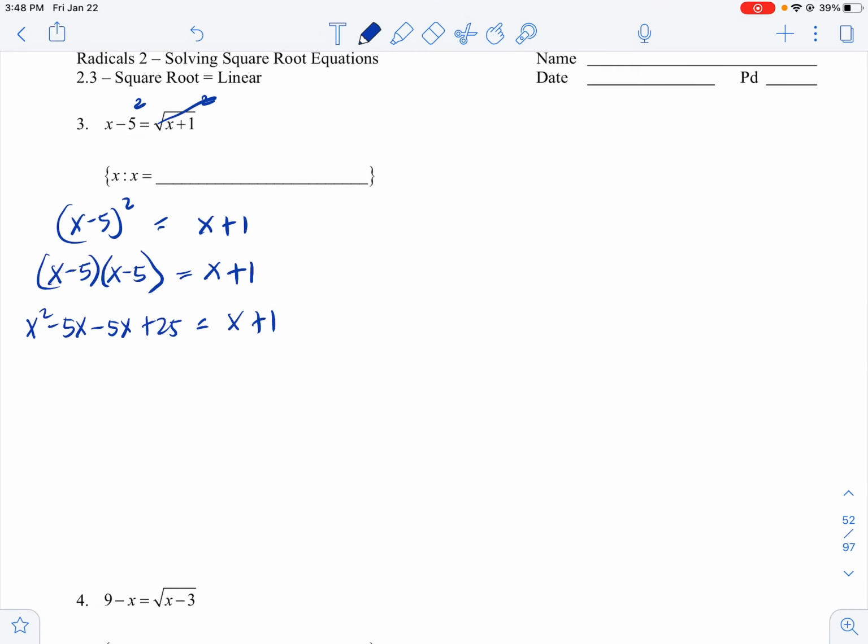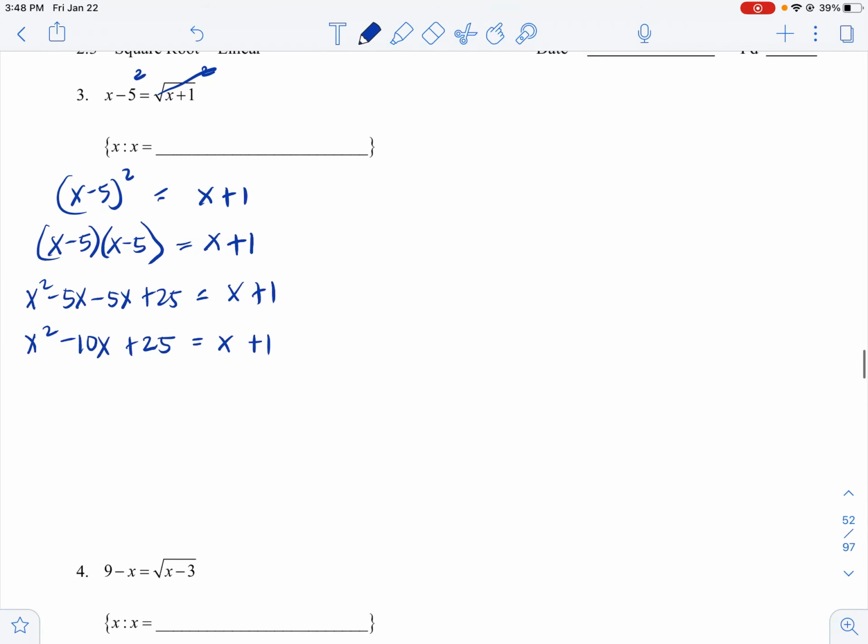And then you'll combine like terms. x squared minus 10x plus 25 equals x plus 1. And then you will get rid of this one in here, and you will subtract x and subtract 1.